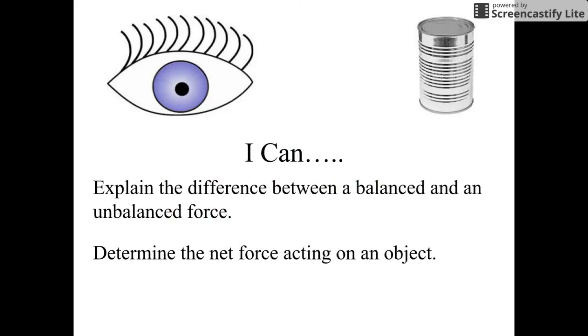By the end of this lesson, you need to be able to explain the difference between a balanced and an unbalanced force, including some characteristics of each. And you need to be able to determine the net force acting on an object.